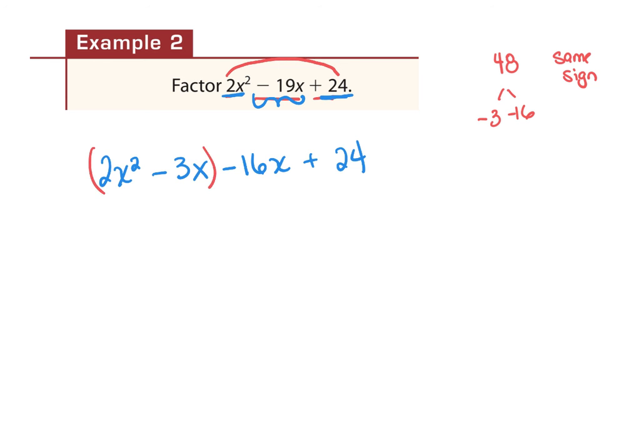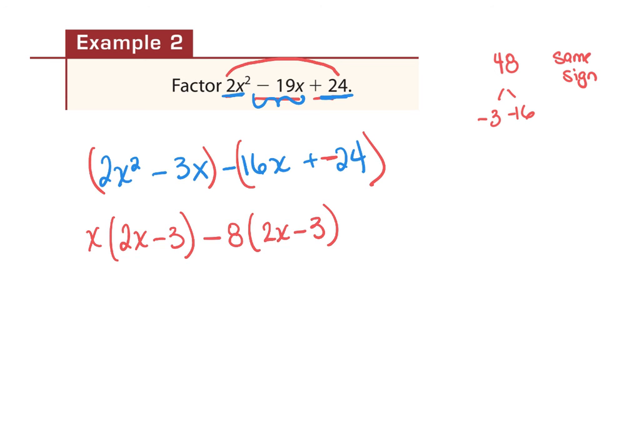So group the first 2. Just like the rule of grouping, I'm grouping behind a negative. What needs to happen to that 24? Change it to negative. All right? What can come out of my first group? Nothing between the 2 and the 3, but what can come out? An x. I'm left with 2x minus 3. What can come out between 16 and 24? Something a little bit bigger. 8. There we go. And I'm left with 2x minus 3. Then I'm going to take this 2x minus 3, and I'm left with x minus 8.